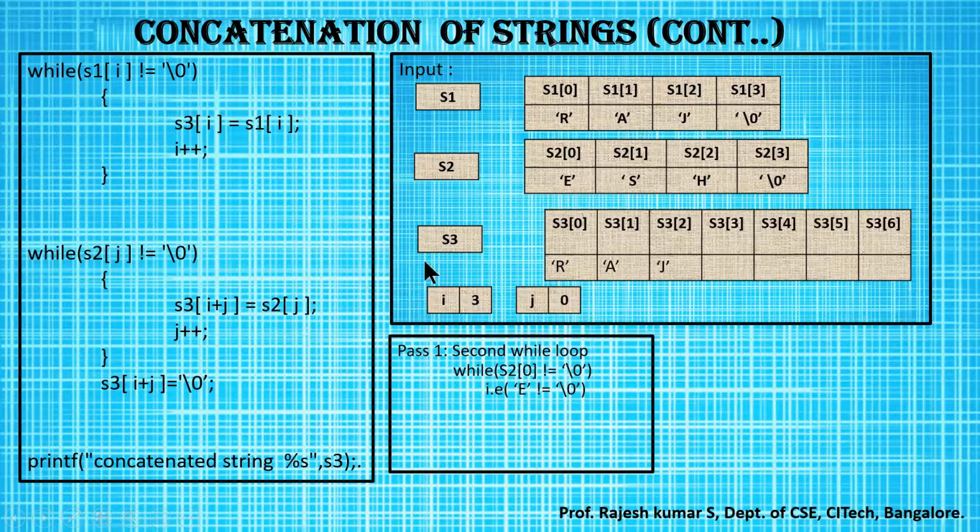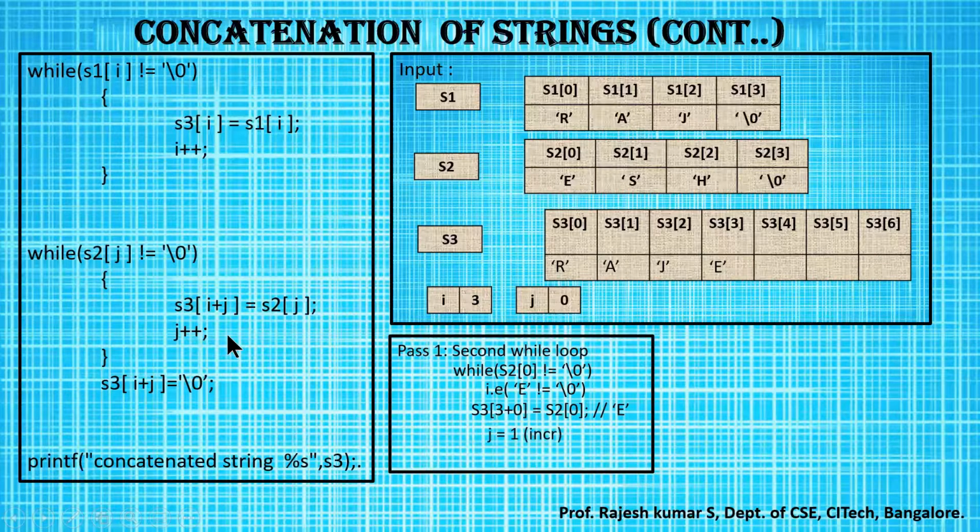E is not equal to null. Now I have to store E at this particular location. So I have written S3 of i plus j. If you write only j, then what happens? This R will be overwritten. I don't want to overwrite. I want to store at this location. So I'm writing i plus j. The i value is 3. 3 plus 0 is 3. Now this value E is stored at the location S3 of 3. So you can see E is stored here.